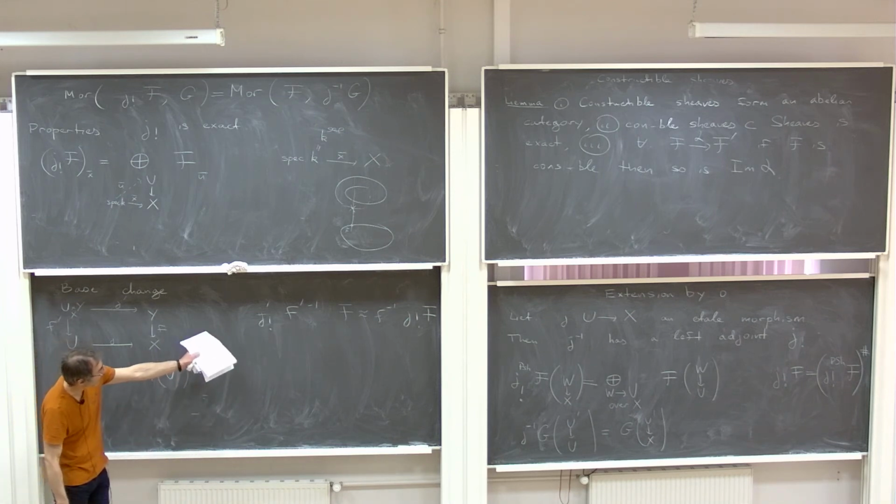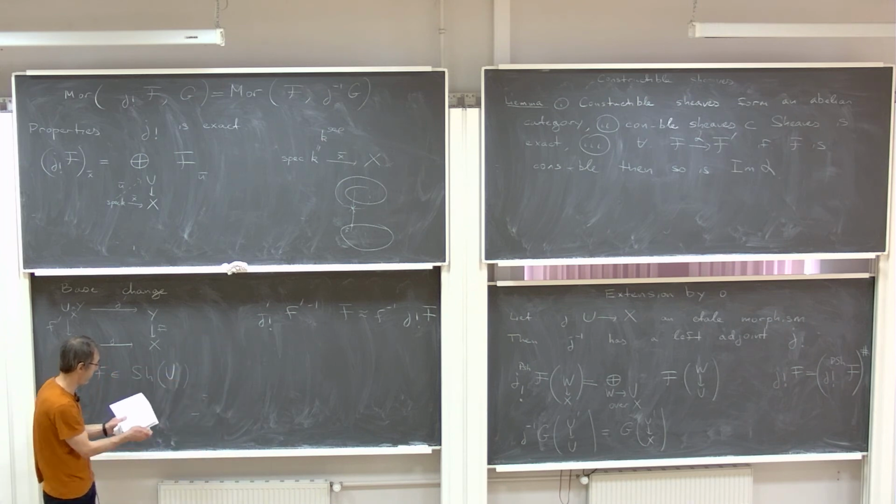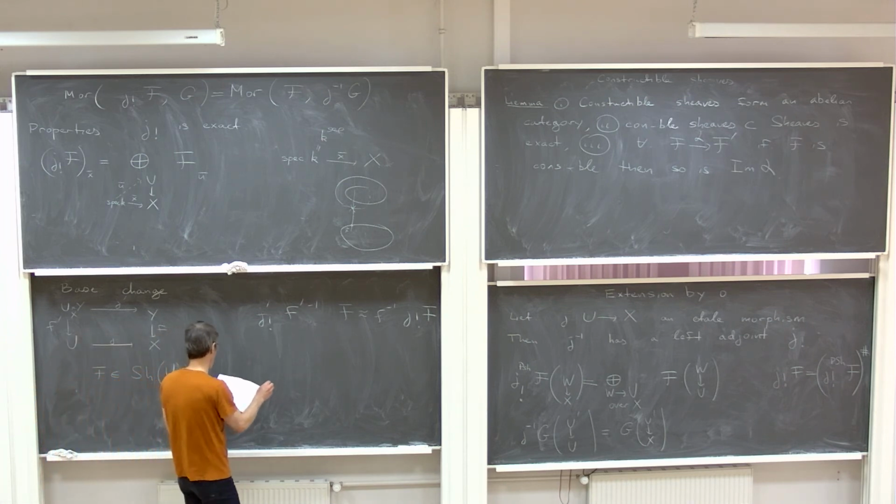So let's prove it. Let's construct a map, a morphism of functors. How do you construct it?